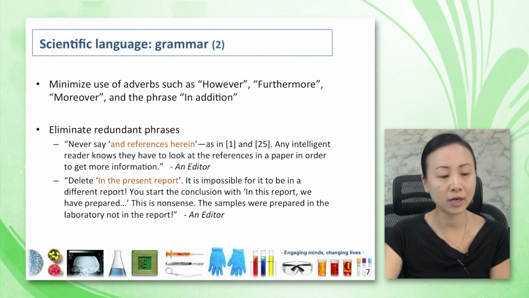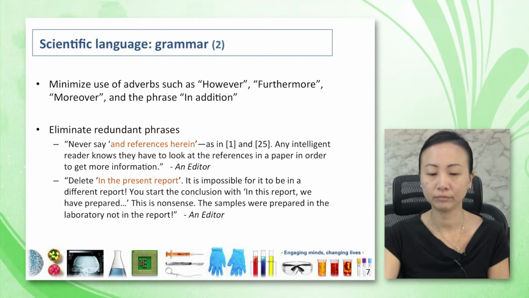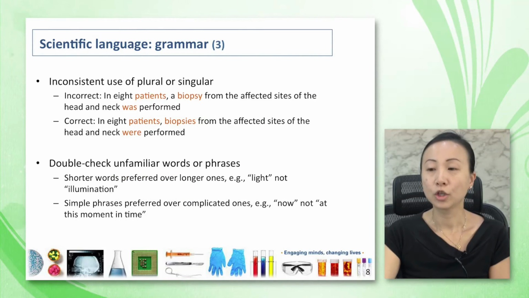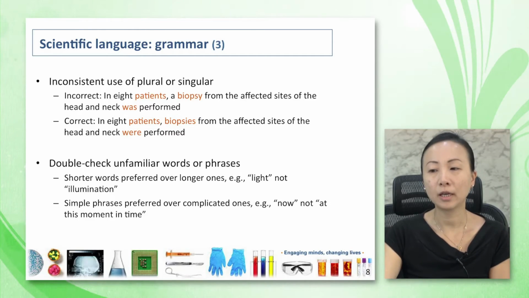Delete redundant phrases that state the obvious, such as "and references herein" and "in the present report." Check that your use of plural and singular forms of words match up correctly. Here is an example of incorrect usage, and here is the corrected version.